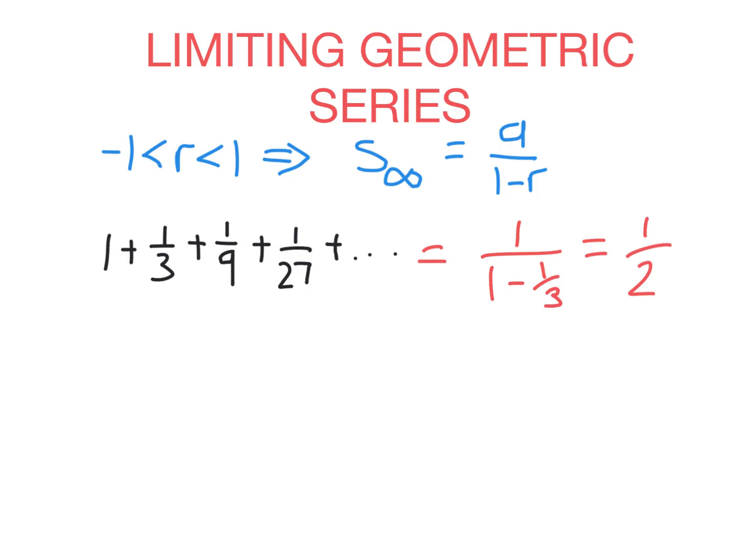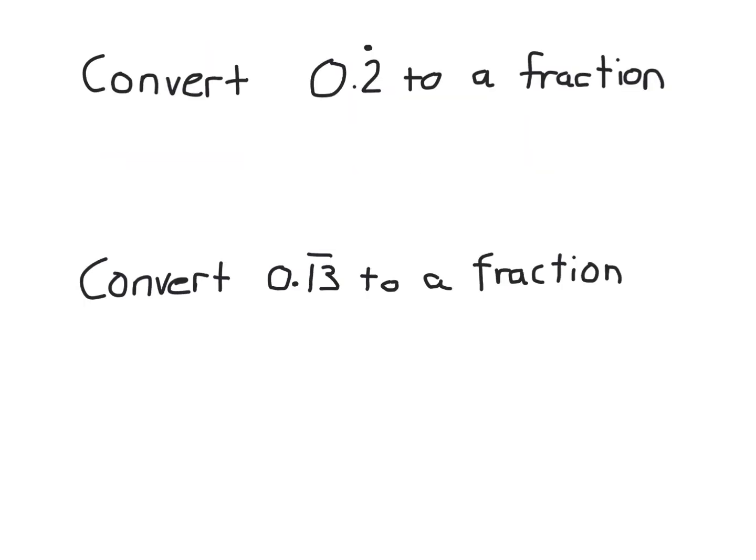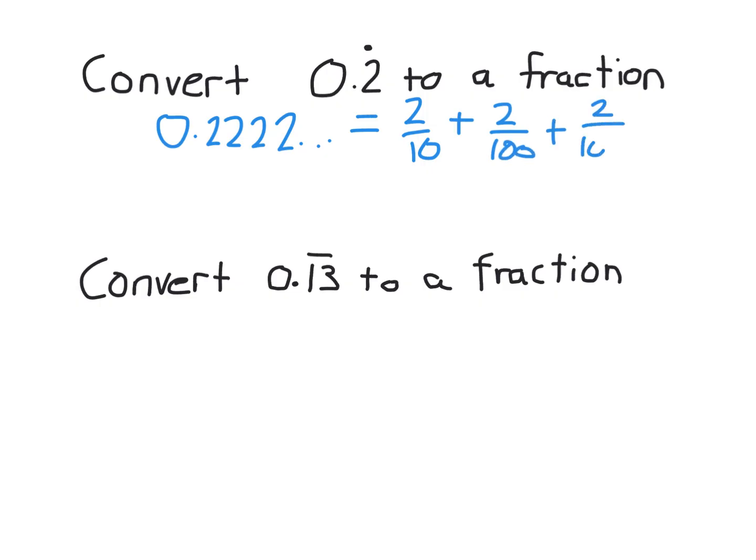So let's look at how we can apply this to converting recurring decimals to fractions. We're going to look at converting 0.2 recurring to a fraction. 0.2 recurring is 0.22222, it goes on forever. Now, what we know about place value is this column is tenths, then hundredths, thousandths, and so on. This is just 2 over 10 plus 2 in the hundredths column plus 2 in the thousandths column, and so on. This here is a geometric series.